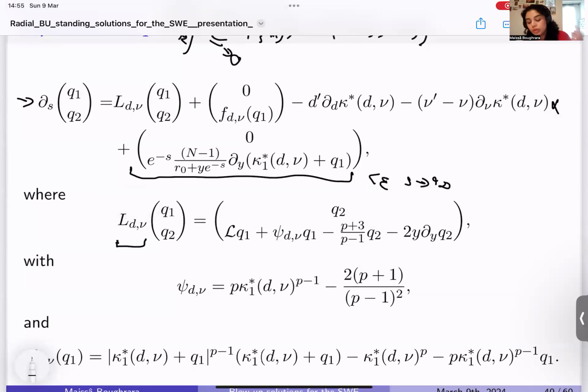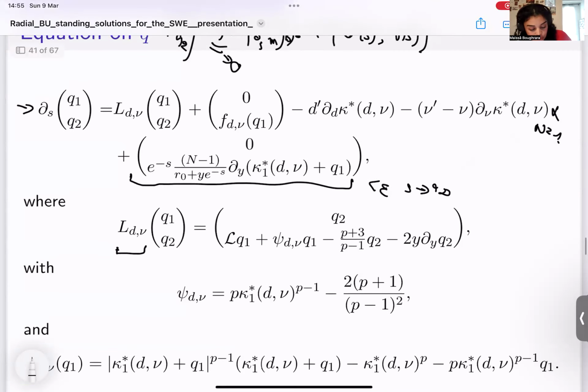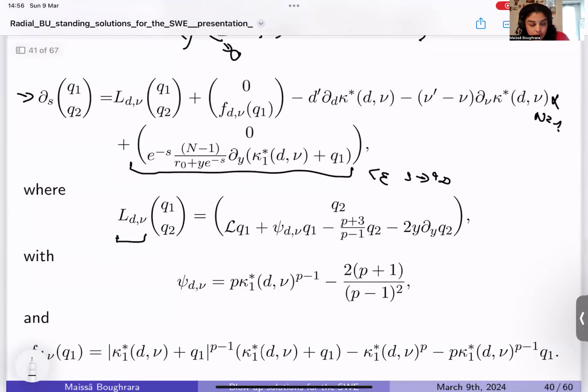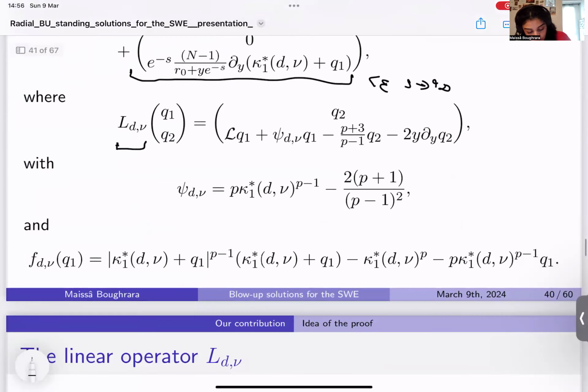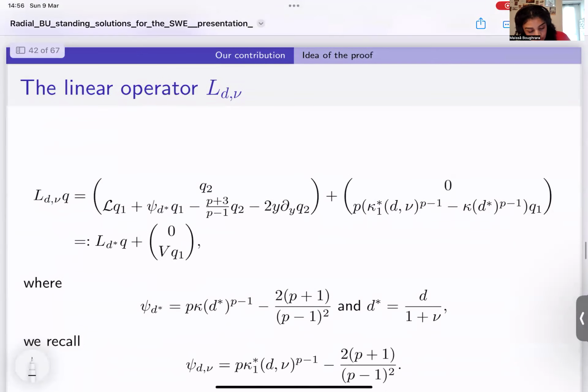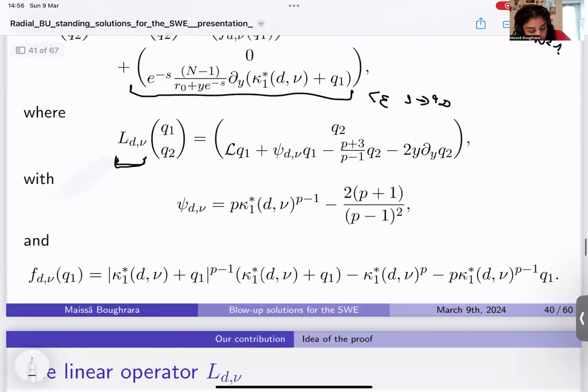is very similar to the works I explained earlier in the case of dimension 1. So studying the equation of q1 and q2 is almost the same as studying the equation of q1 and q2 in the case of dimension 1. That's why we got inspired by the works of dimension 1 that we stated earlier. Okay, so let's now focus on this operator that we see.